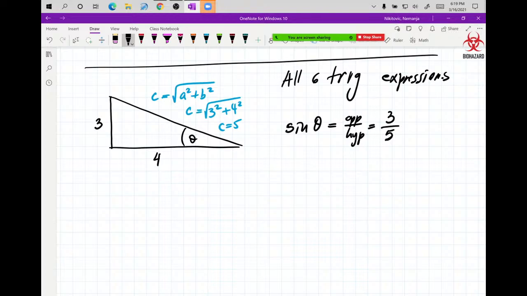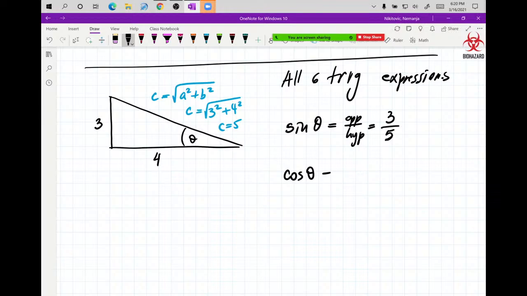0.6. Now we leave it as a fraction, obviously, because it's easier to reconstruct the triangle back, because you know the exact lengths that were used. Right? 0.6 you can make with 6 and 10 as well, right? But when you see 3 and 5, you know that the physical lengths of these sides are actually 3 and 5. So it's better to leave it as a fraction.